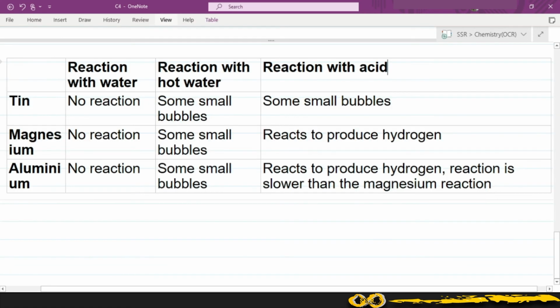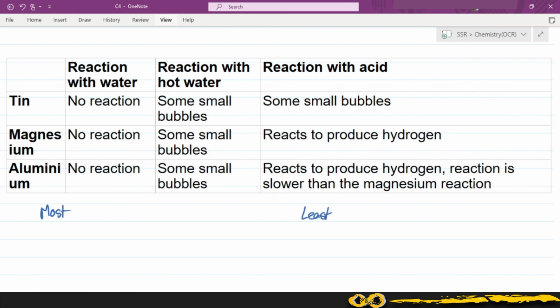Let's take a look at an example. Here we have the results of 3 different metals and their reactions with water, with hot water, and with acid. The goal here is to place these in an order of reactivity, so we want to be able to look for the most reactive and the least reactive of these metals. More reactive metals react with water at room temperature. Unfortunately for us here, we can see that none of them react with room temperature water, and so that makes it slightly more difficult to determine, and they all react equally with hot water. So we know that they're not extremely reactive metals, and it will come down to their reaction with the acid.